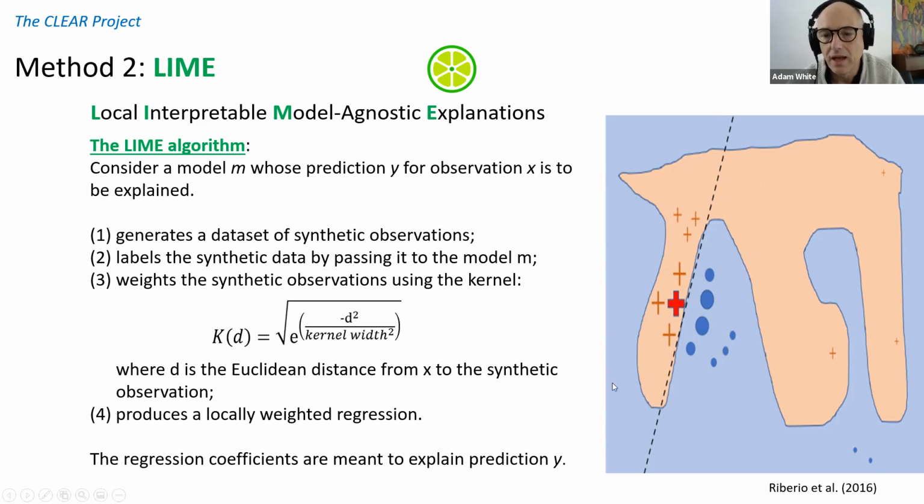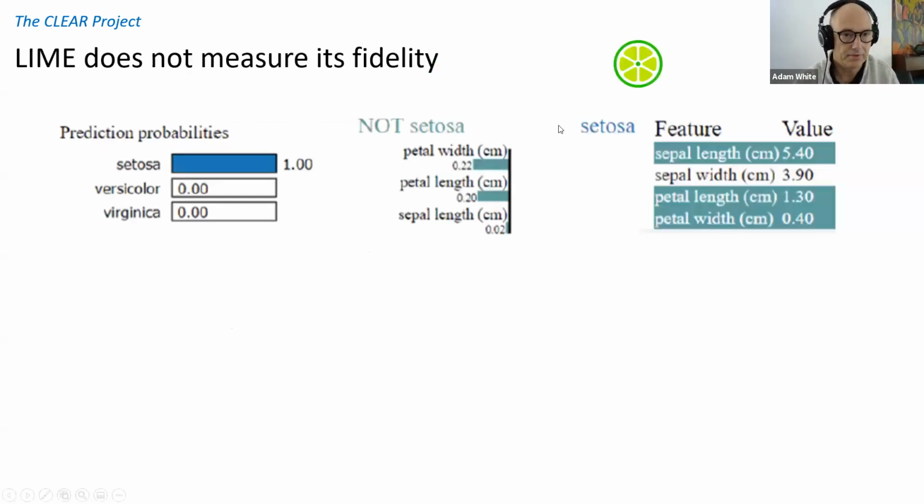The blue areas correspond to where the classifier would assign the observation as class 0. The red cross is the observation to be explained, and the other crosses and circles are synthetic data points whose sizes are relative to how close we are to the observation to be explained. Having generated its synthetic data, LIME then carries out a simple linear regression and its regression coefficients are meant to explain the prediction. So here's an example of LIME's output.